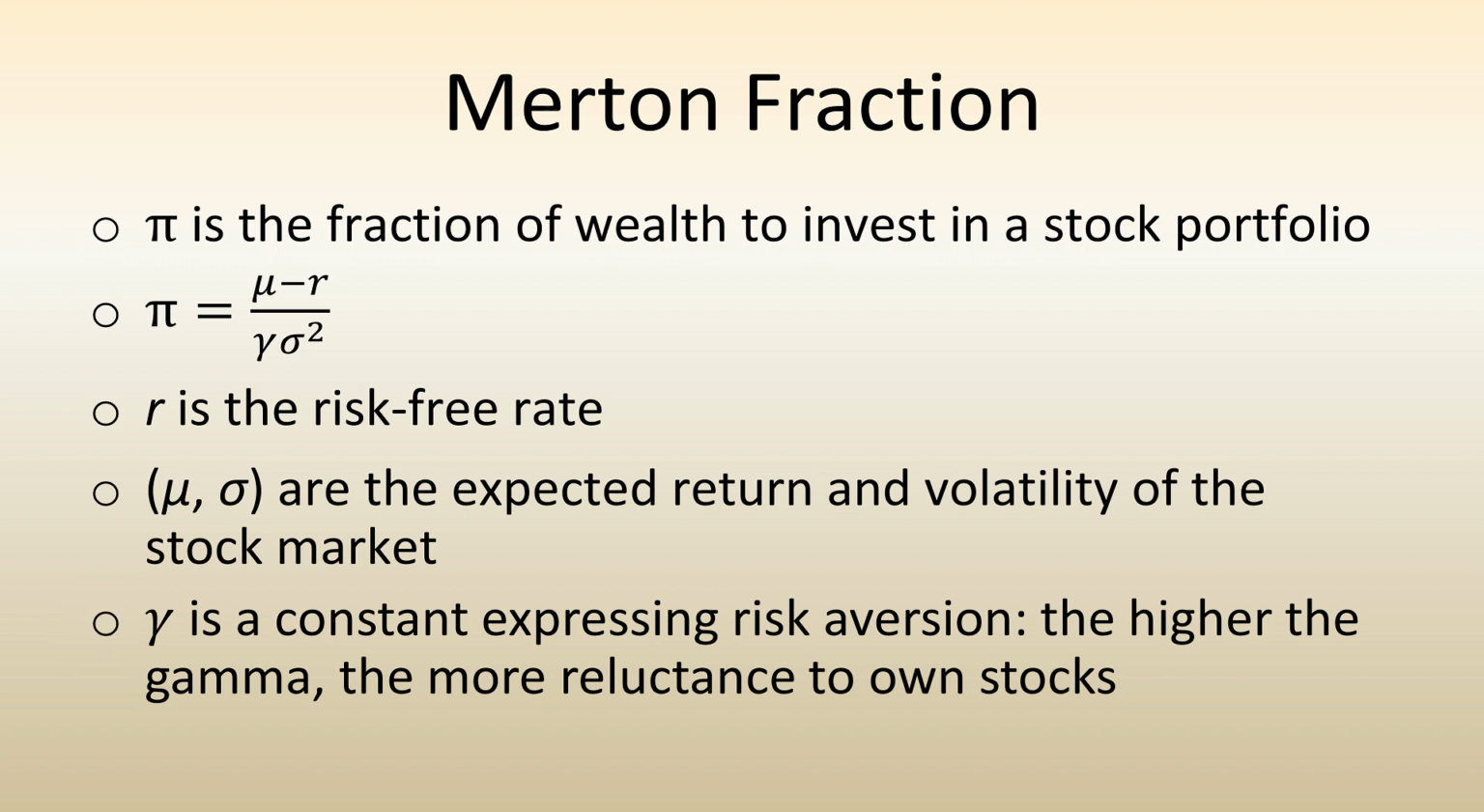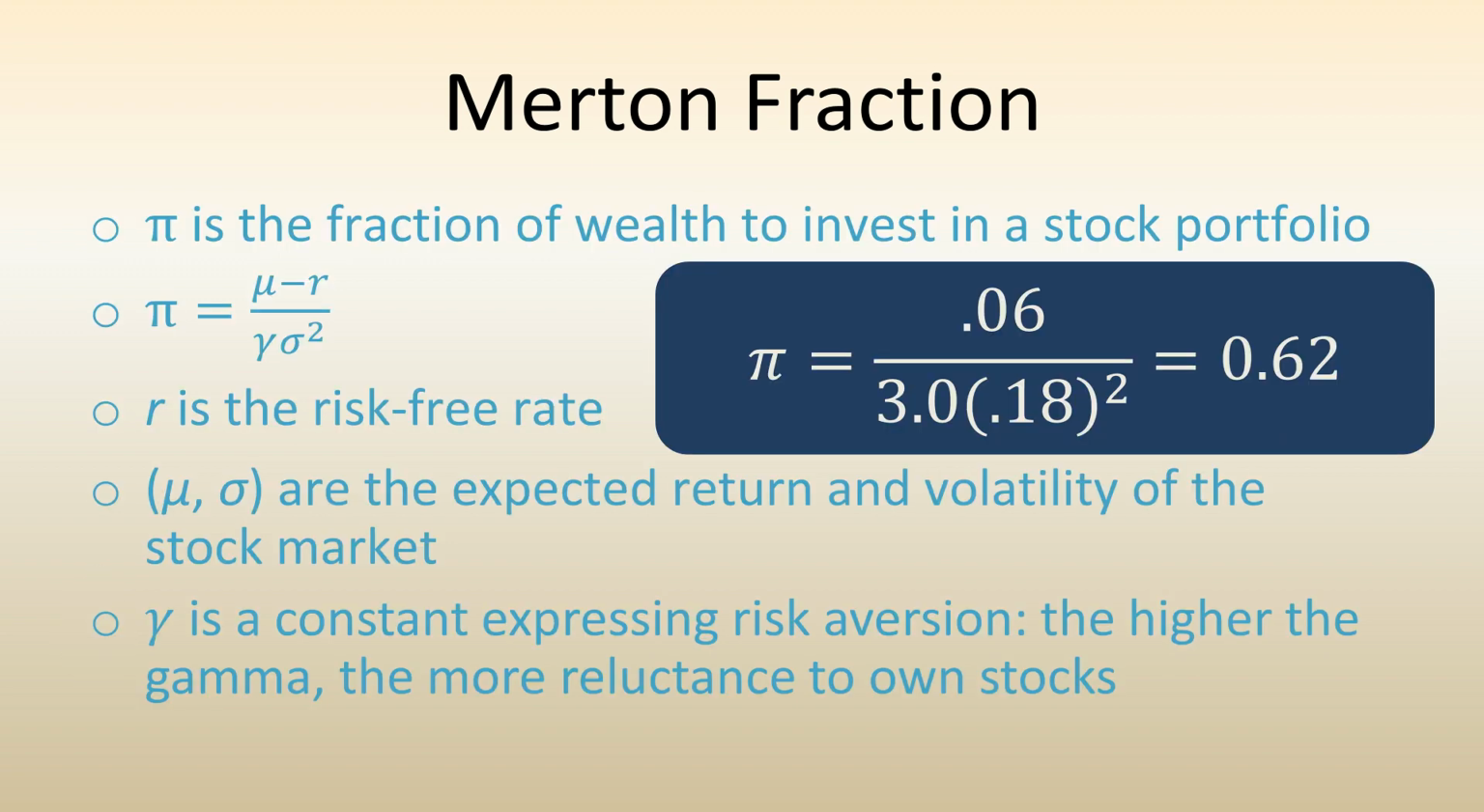Let's take some examples. The stock market typically has a volatility of about 18%. And people argue about the expected return, but let us assume a 6% return above the risk-free return. Then, using a risk aversion of 3, we get a Merton share of 62%, which is pretty close to the standard 60-40 stock and bond recommendation given by many advisors.